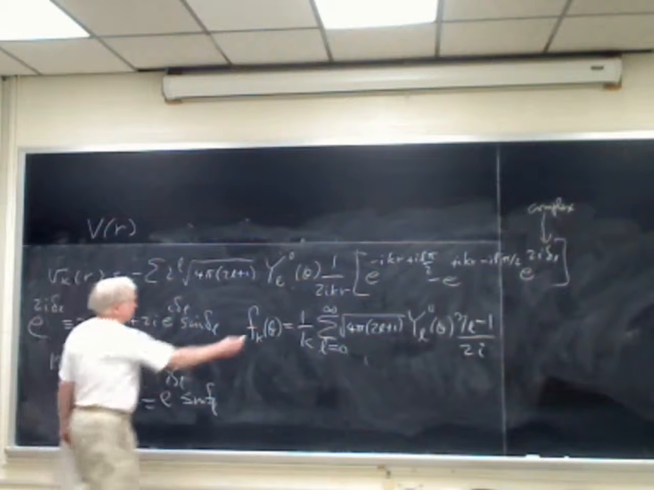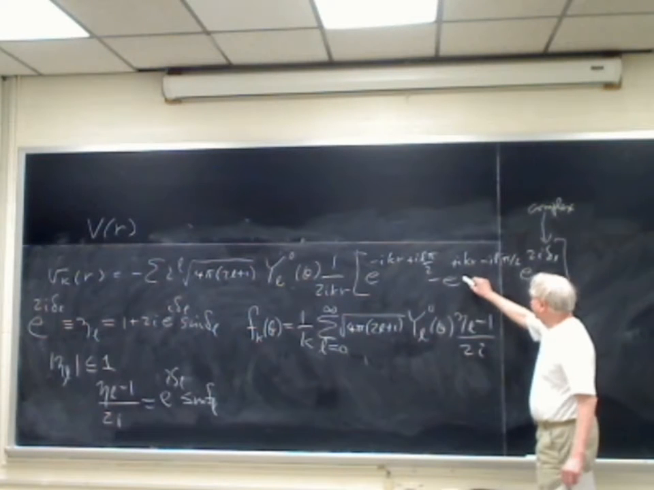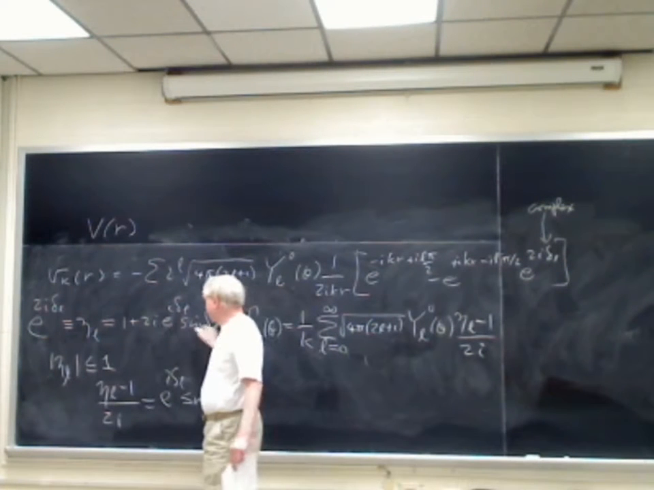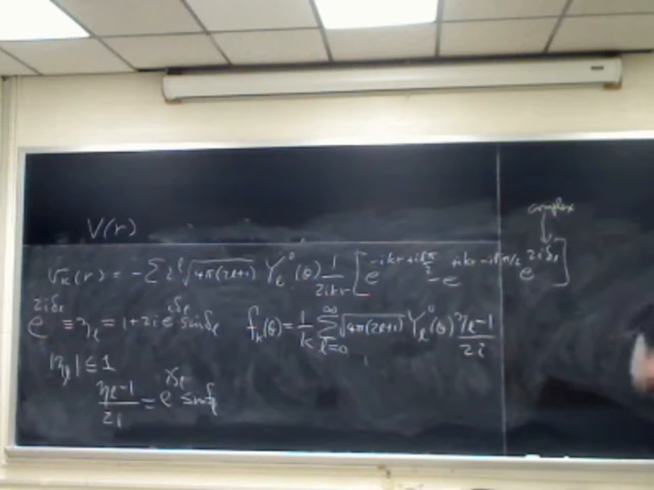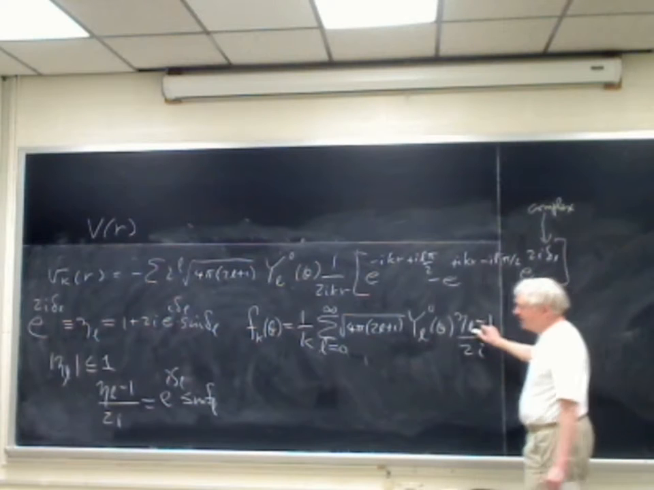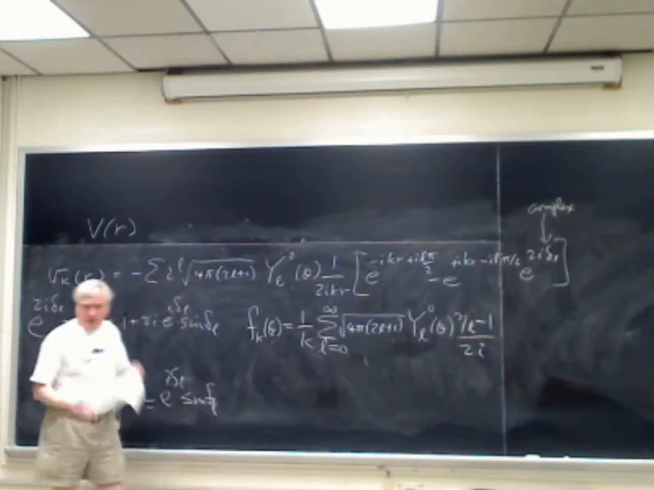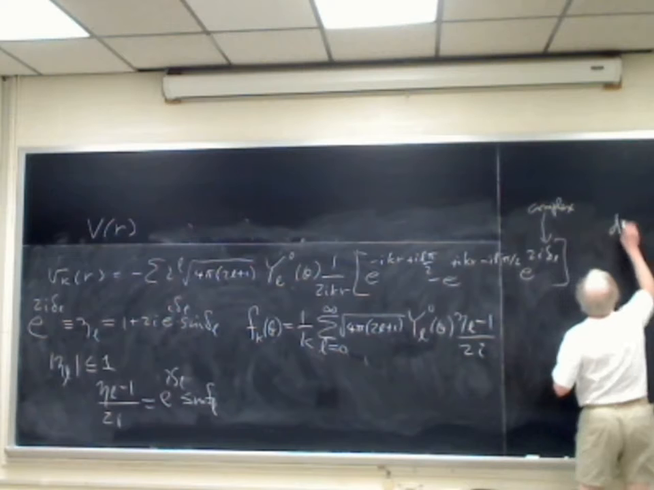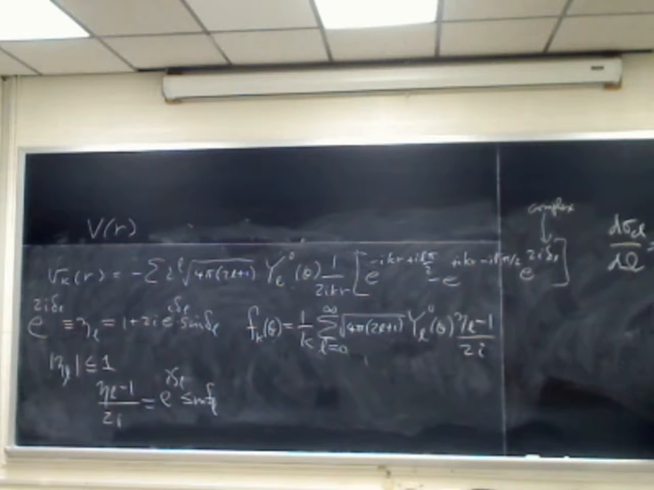So all I've done is write this scattered wave, remember, the part that's e to the ikr, e to the 2i delta L, where we write e to the 2i delta L as 1 plus 2i e to the i delta L sine delta L. The one part gives you the incoming plane wave, and the rest of it gives the scattering amplitude. And if you write a_L as e to the 2i delta L, then what you get is the same formula we had before. Okay, well, d sigma elastic, in the main event, is f_k of theta absolute value squared.